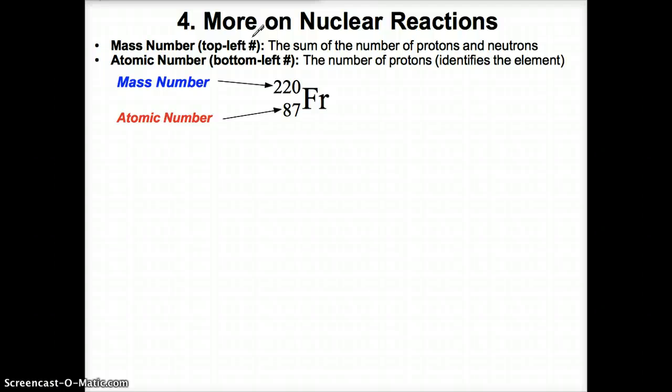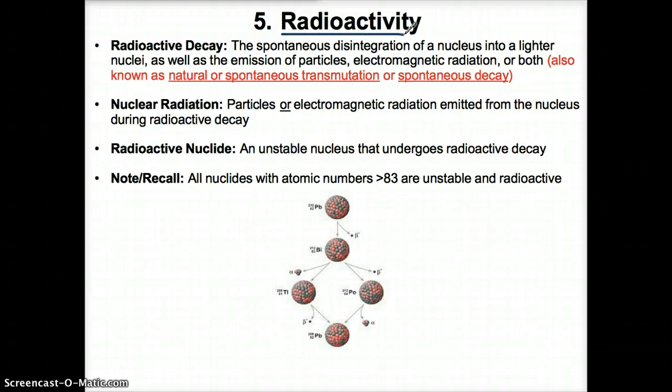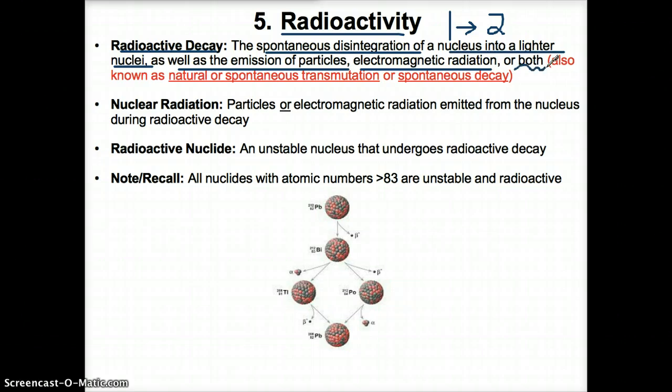Okay, I'm not going to go over this too much, just know that the mass number is the top left number, which equals the number of protons and neutrons. The atomic number is the bottom left number, which is the number of protons, which identifies the element. And obviously, this is broken down for you. All right, next let's discuss radioactive decay. Radioactive decay is the spontaneous disintegration or breakdown of a nucleus into lighter nuclei. So you go from one heavy nucleus that's very unstable down to two or more lighter nuclei. And as a result of that, when you break down, you also emit particles, electromagnetic radiation, or both of those.